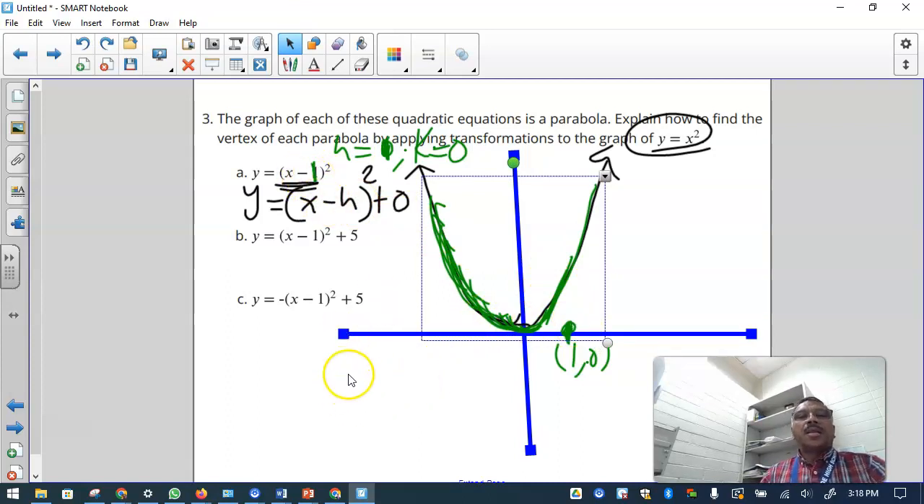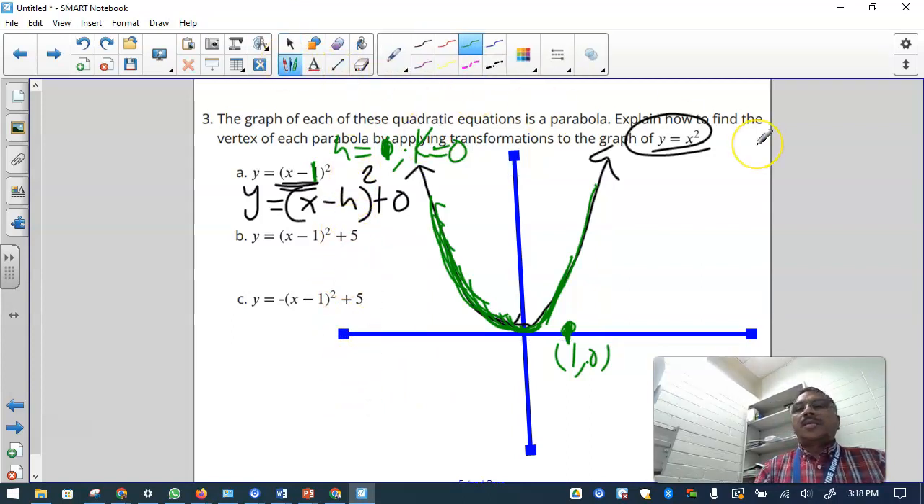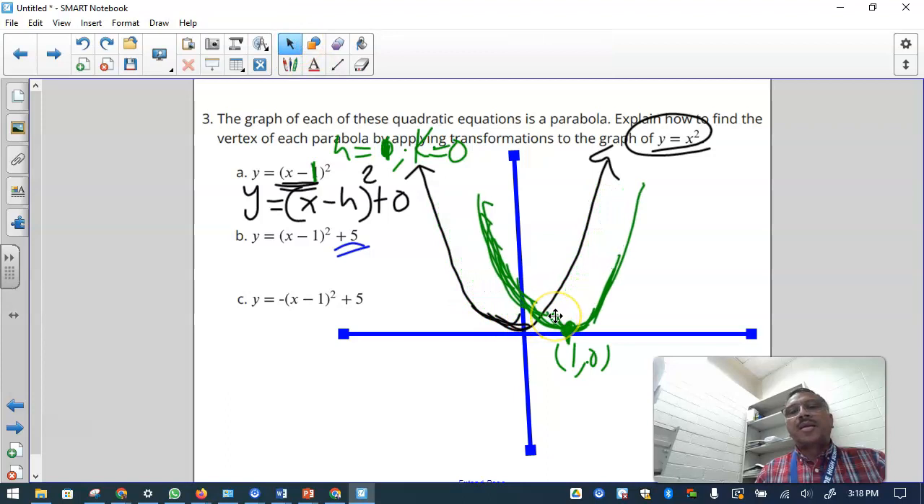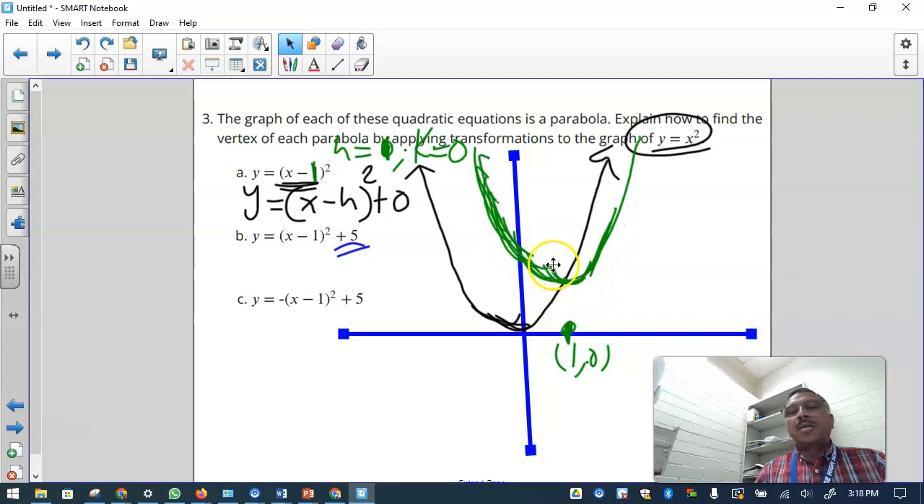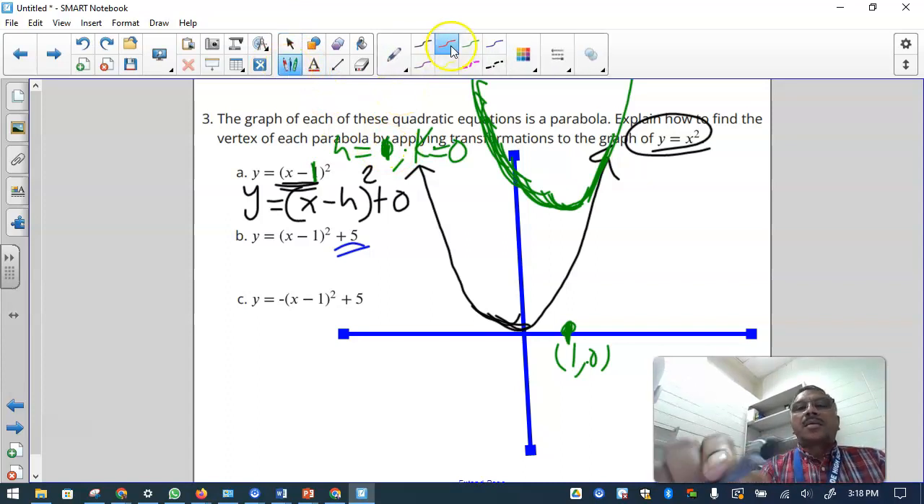The next one is, if you see here, there is a +5. So what it does is, the same graph first shifts here, and then there's a +5. So it has to go up 1, 2, 3, 4, and 5. That's it. So this point is 1 comma 5. That's the second part.